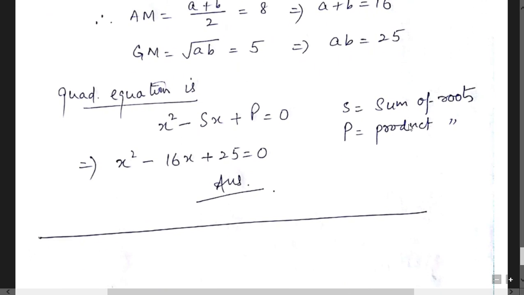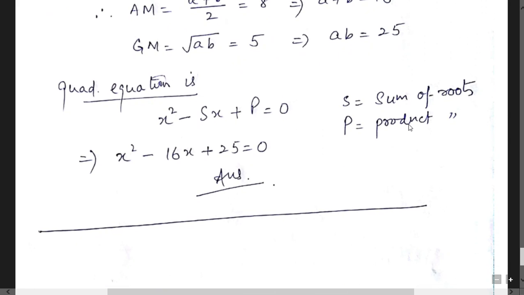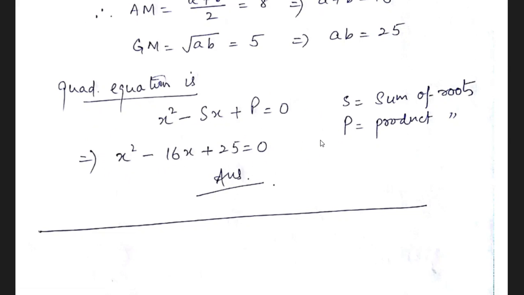You have to develop the quadratic equation. We already completed in class 10th that if the sum and product of the roots of the equation are given to you, then the quadratic equation is x square minus sx plus p is equal to 0. Simply insert the value of s and p. You can find out the equation. It's x square minus 16x plus 25 is equal to 0.